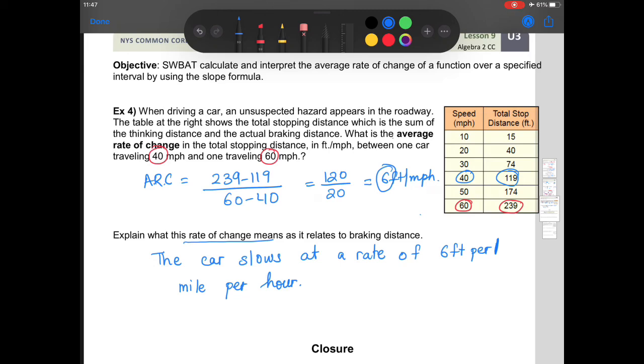Right, so that's basically about the lesson. Finish the closure and finish the remaining of the homework.